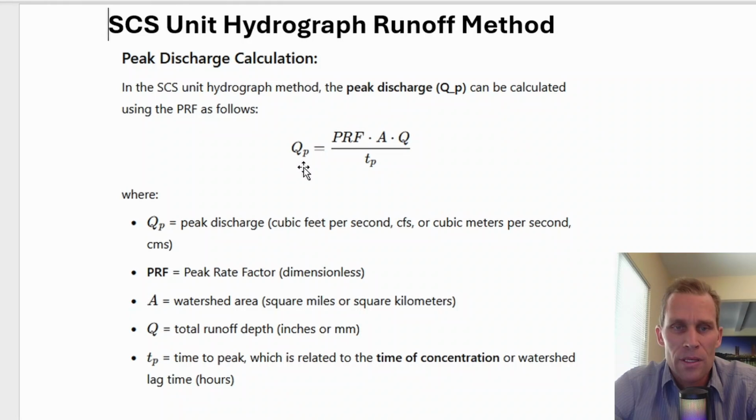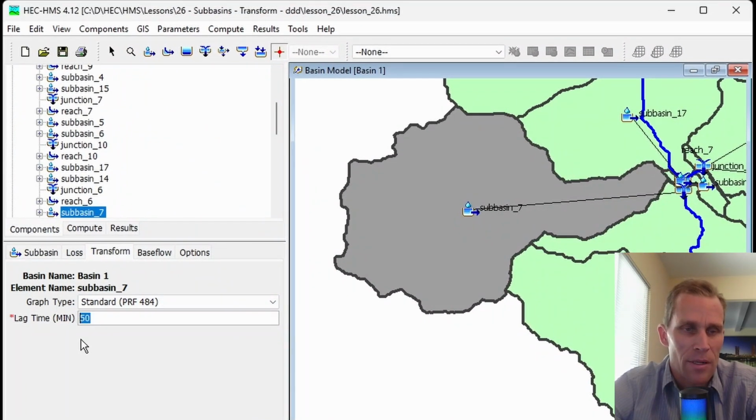So Q sub P is the peak discharge. That peak rate factor is in the numerator. Then we have the area. Q is the total runoff depth in inches or millimeters. And then T sub P is the time to peak, which is the lag time here in minutes.